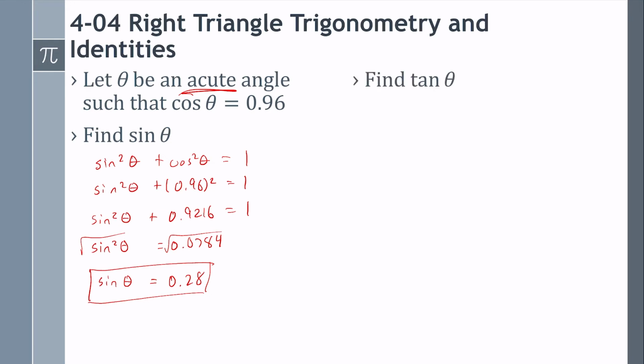Try another. Tangent of our angle. Well, can we relate tangent with cosine? Well, we do have tangent is sine over cosine. And we know sine was 0.28. We just found that. And cosine is 0.96. So if we divide those, you get 0.2917.